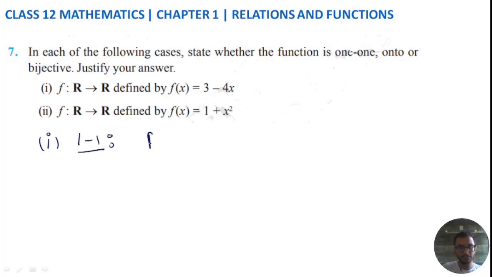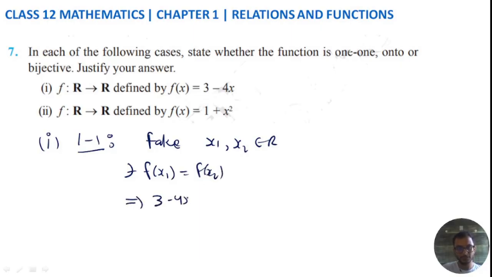So for 1-1, what do we do? Take x1, x2 from R such that f of x1 equals f of x2. What does this mean? That 3 minus 4x1 equals 3 minus 4x2. From this, will you get x1 equals x2? Yeah, by simple simplification, you will get this. This shows that f is 1-1, because we had taken arbitrary x1, x2 such that f of x1 equals f of x2, and we got x1 equals x2.